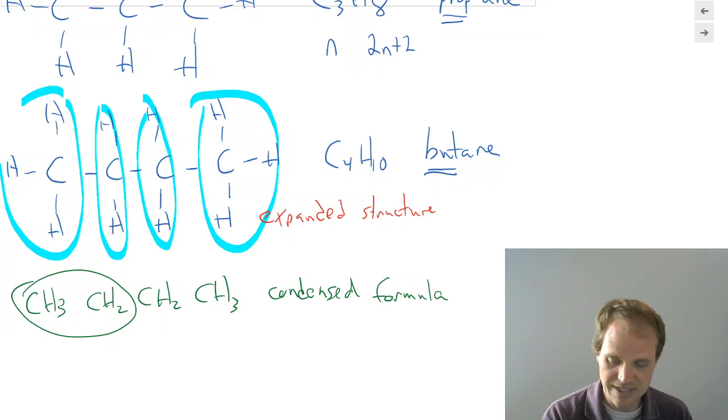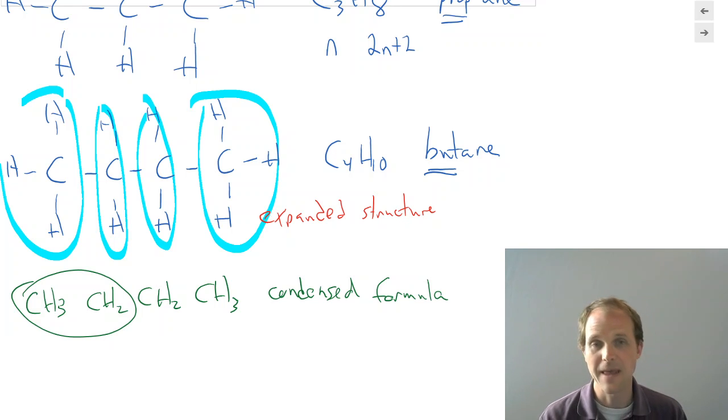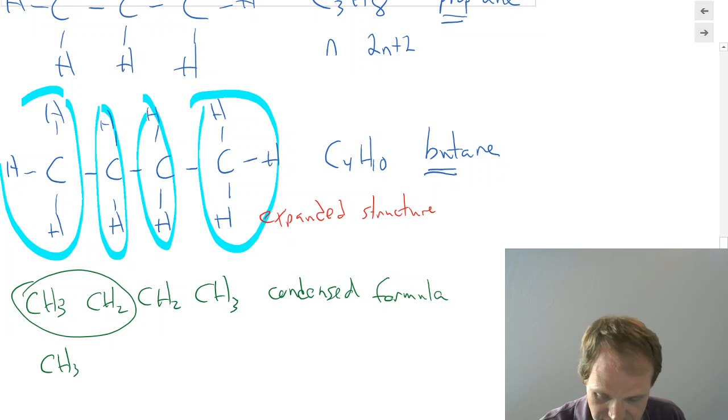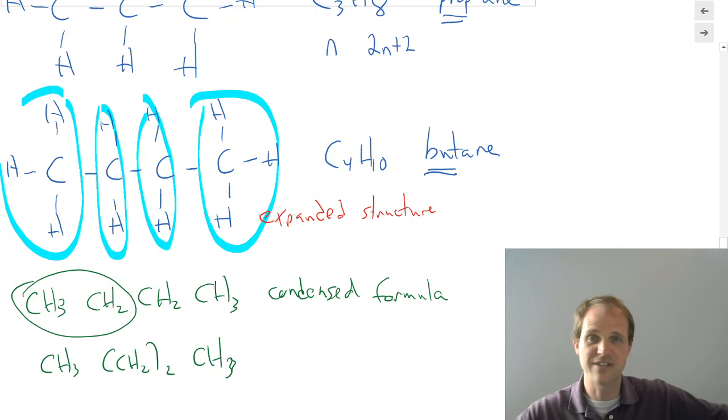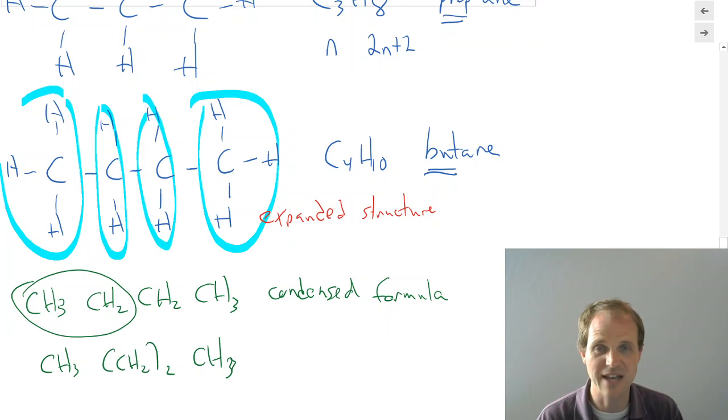So CH3, CH2, CH2, CH3. And then when you get really long alkanes, some people will even write this. They'll write CH3, CH2, 2, CH3. And they'll say, hey, even if I got 7 of those, 10 of those, I can just write CH2 with a subscript 10. So you'll see people write that as well. Not too common, but you'll see it sometimes.